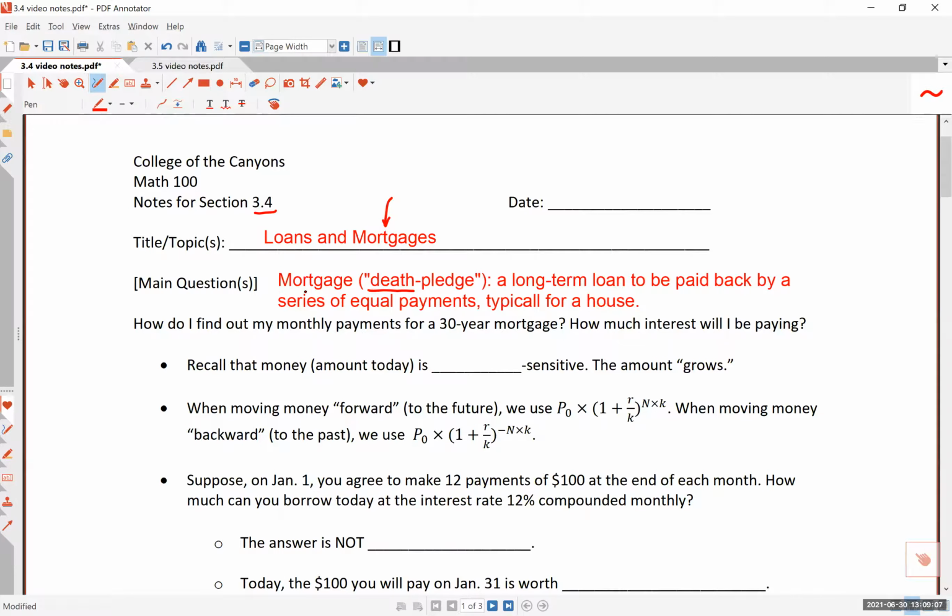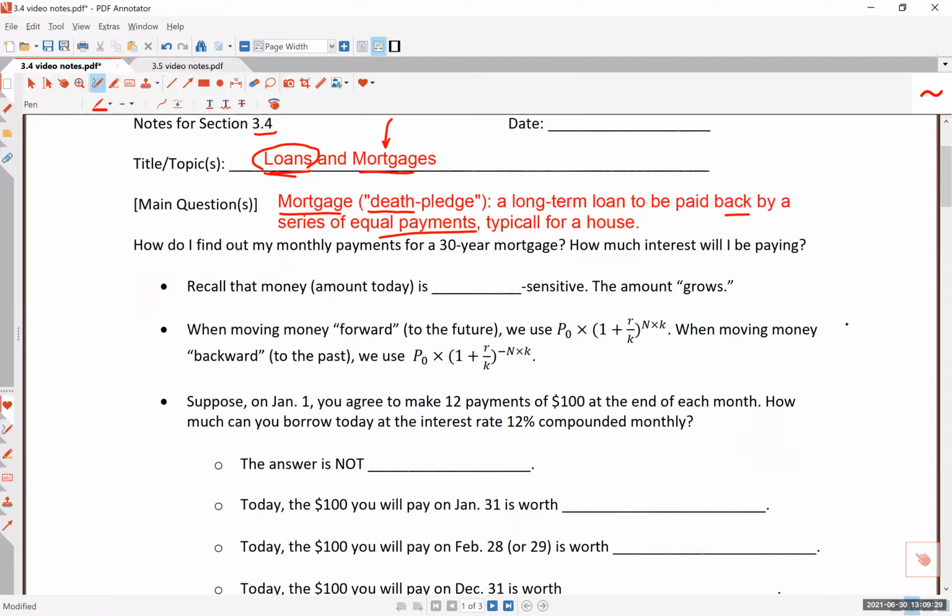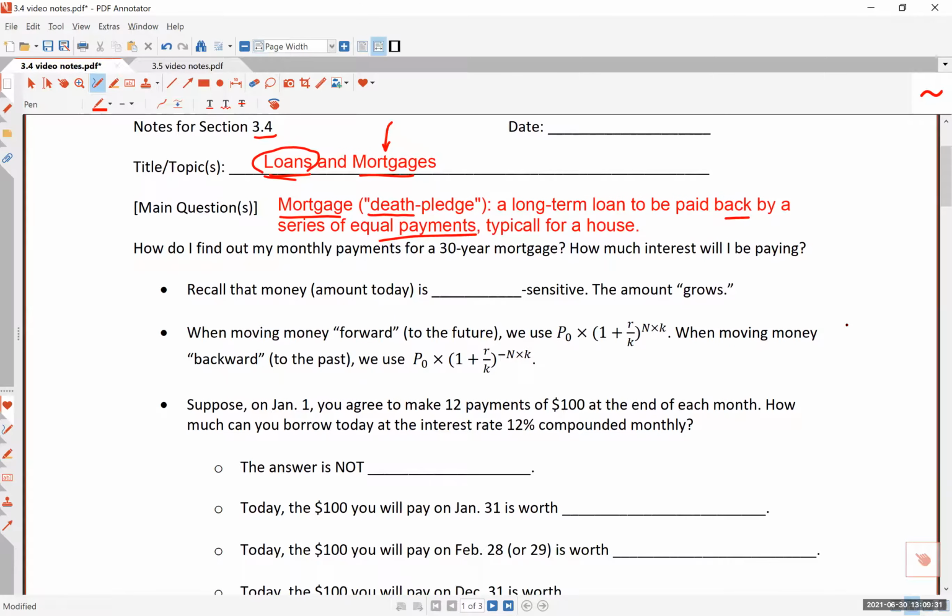And so mortgage today, in this context of finance, means a long-term loan to be paid back by a series of equal payments. Loans and mortgages are essentially the same thing, governed by the same mathematics. Mortgages tend to be for larger amounts and longer periods of time, but these are just types of loans. So really this section is about loans. Most of us will borrow money in our life. If you have not yet, you probably will very soon.